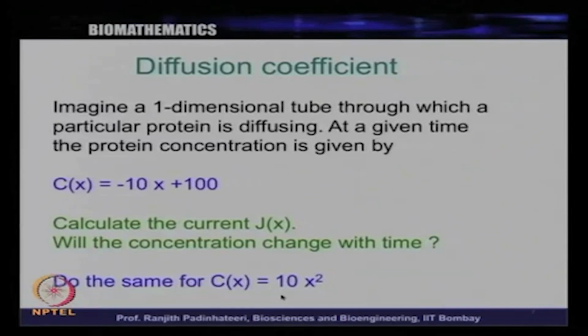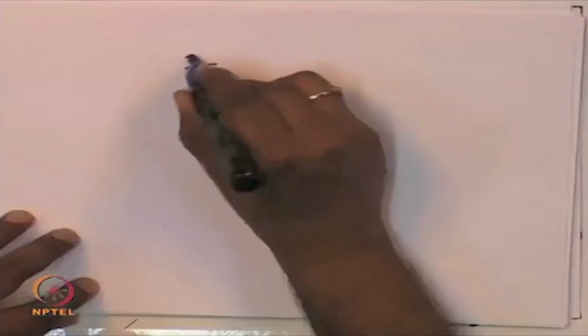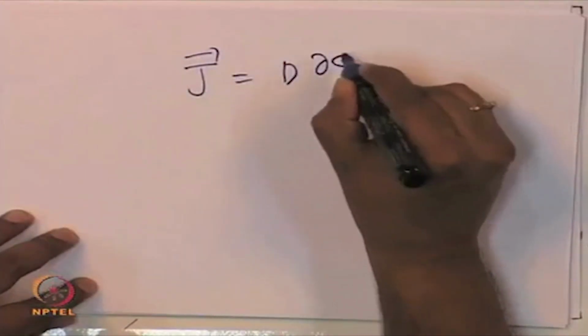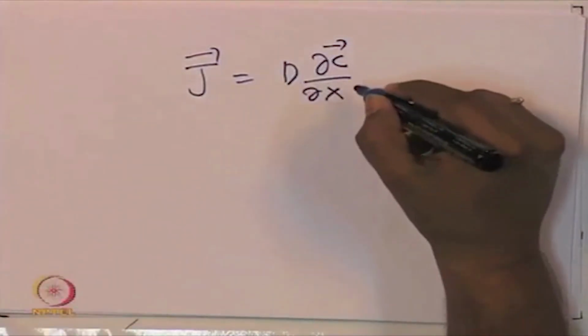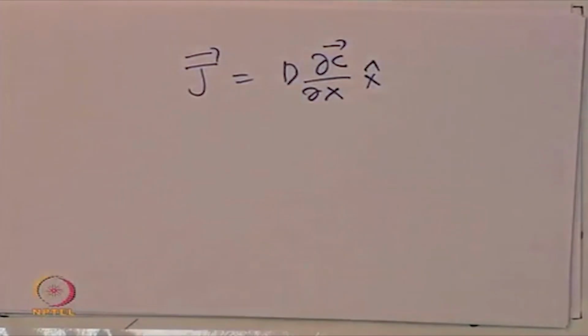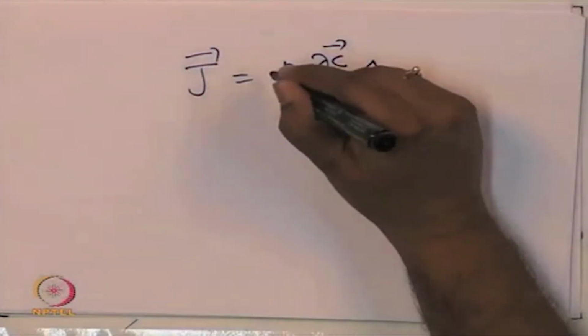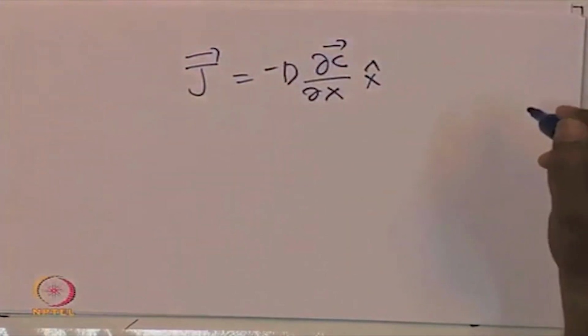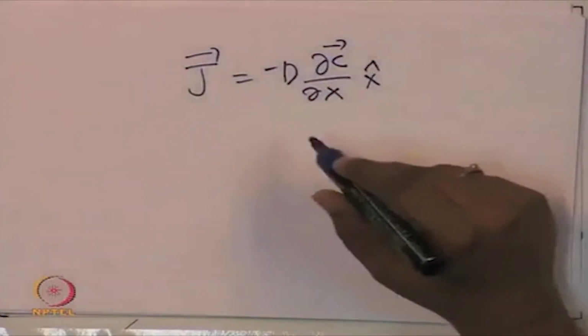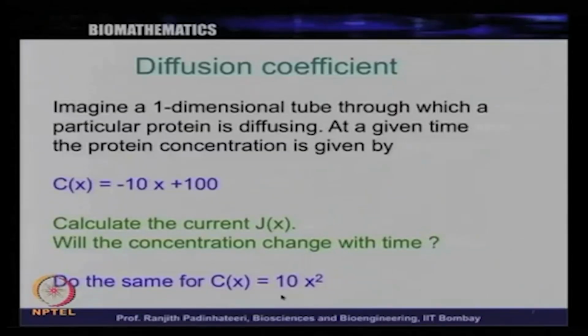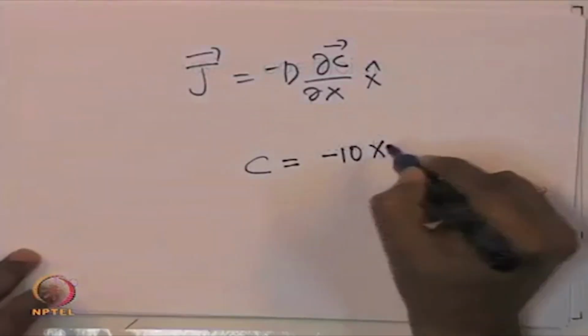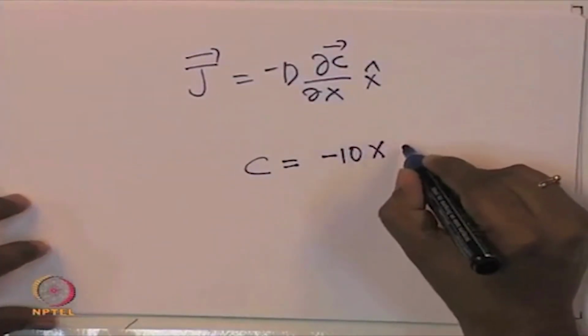So, the first question is to calculate the current. We learned that the current J is basically minus D del C by del x, x cap. So, this is the definition of J. Now, let us look. We have C is equal to minus 10 x plus 100.